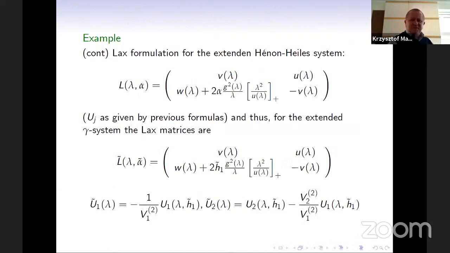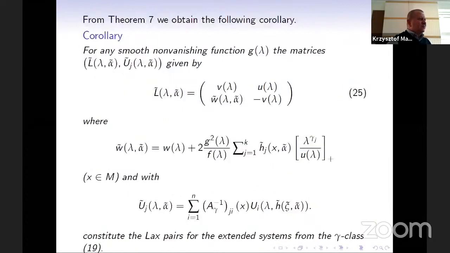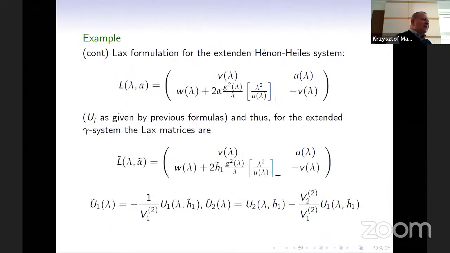So for example, this is how it looks extended by this one parameter. Again, we look at this Hamiltonian system and its extension by one parameter. If we extend the system by this parameter, which is necessary in order to perform the Stäckel transform, we end up with this Lax pair. It's a 2x2 matrix. V and U are polynomials in lambda. W is more complicated, as I explained before.